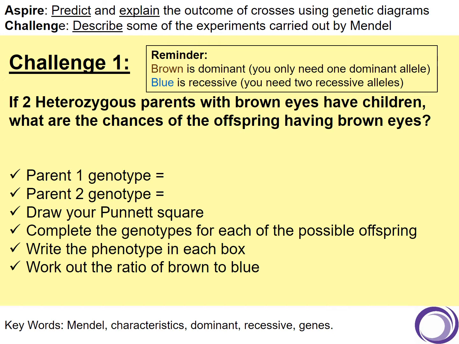Okay, so time's up. How did you get on? I gave you a little bit longer because you've got quite a lot to do. So, I asked you to put parent 1, genotype, parent 2, draw your Punnett square, complete the genotypes for each possible offspring, write the phenotype in each box, and then work out the ratio this time of brown to blue.